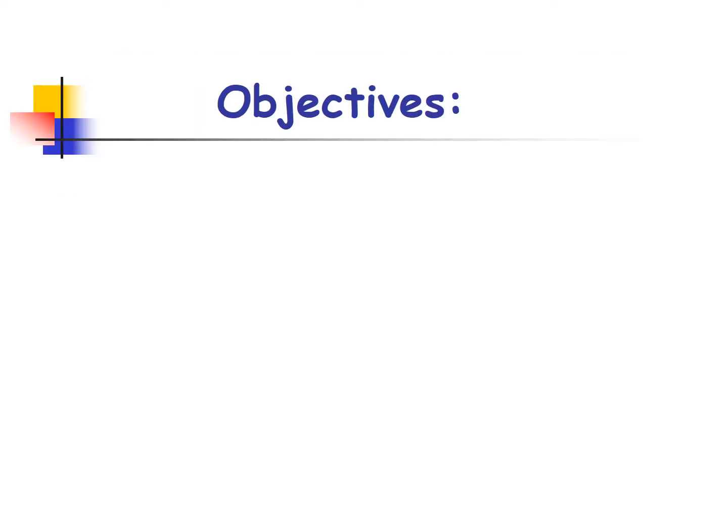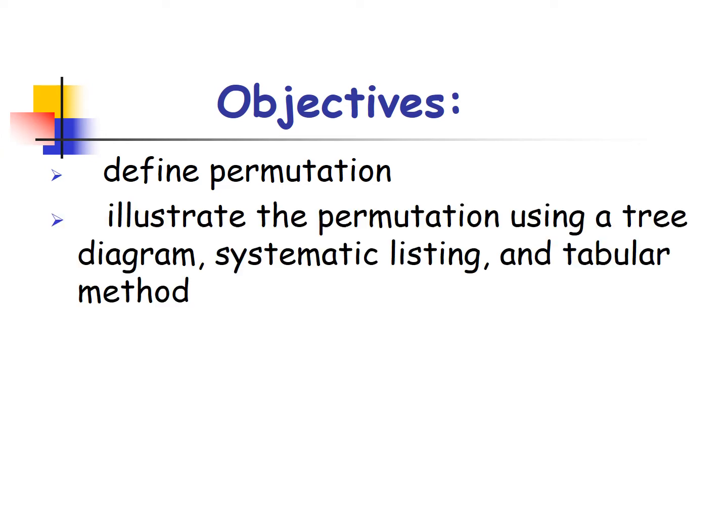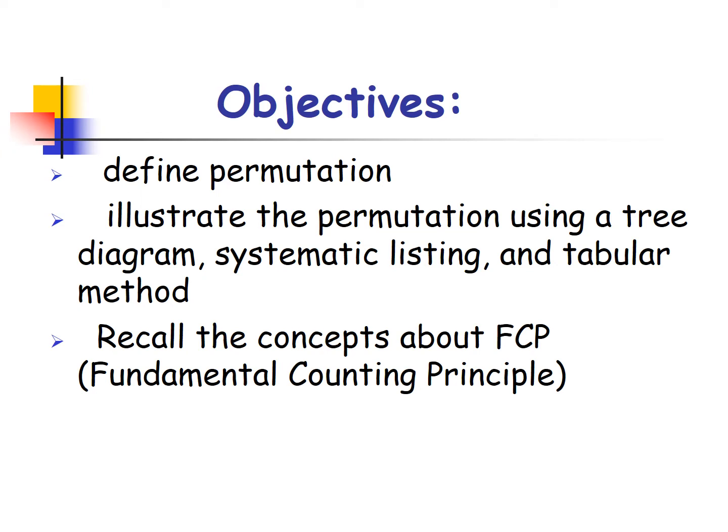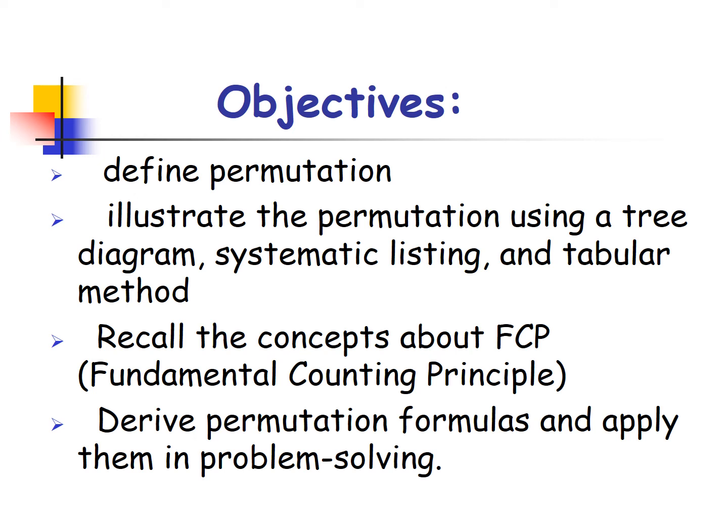Objectives of our lesson: first, you are going to define permutation. Next, illustrate the permutation using a tree diagram, systematic listing, and tabular method. Third, recall the concepts about FCP, otherwise known as the fundamental counting principle. And then, derive permutation formulas and apply them in problem solving. So, this sounds interesting, isn't it?